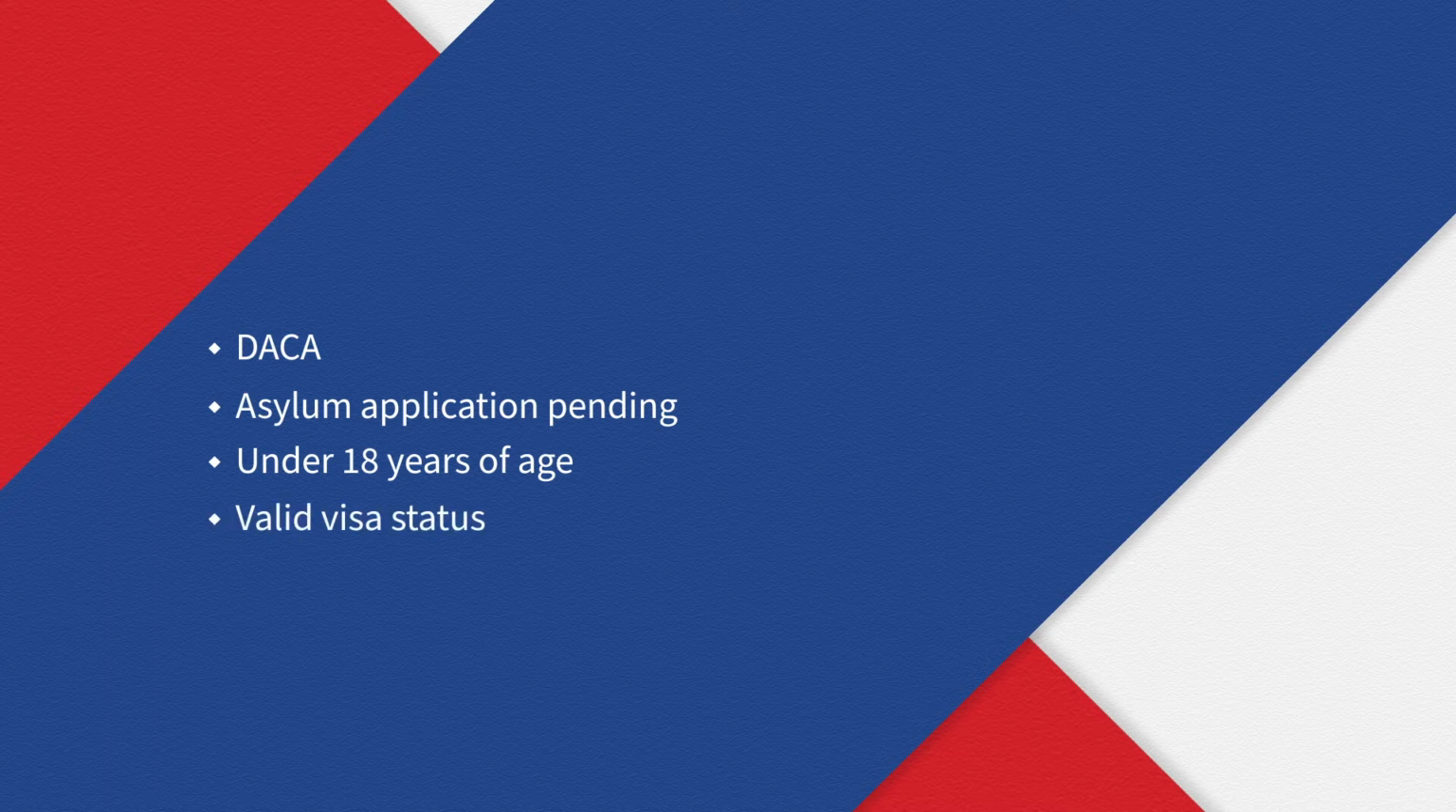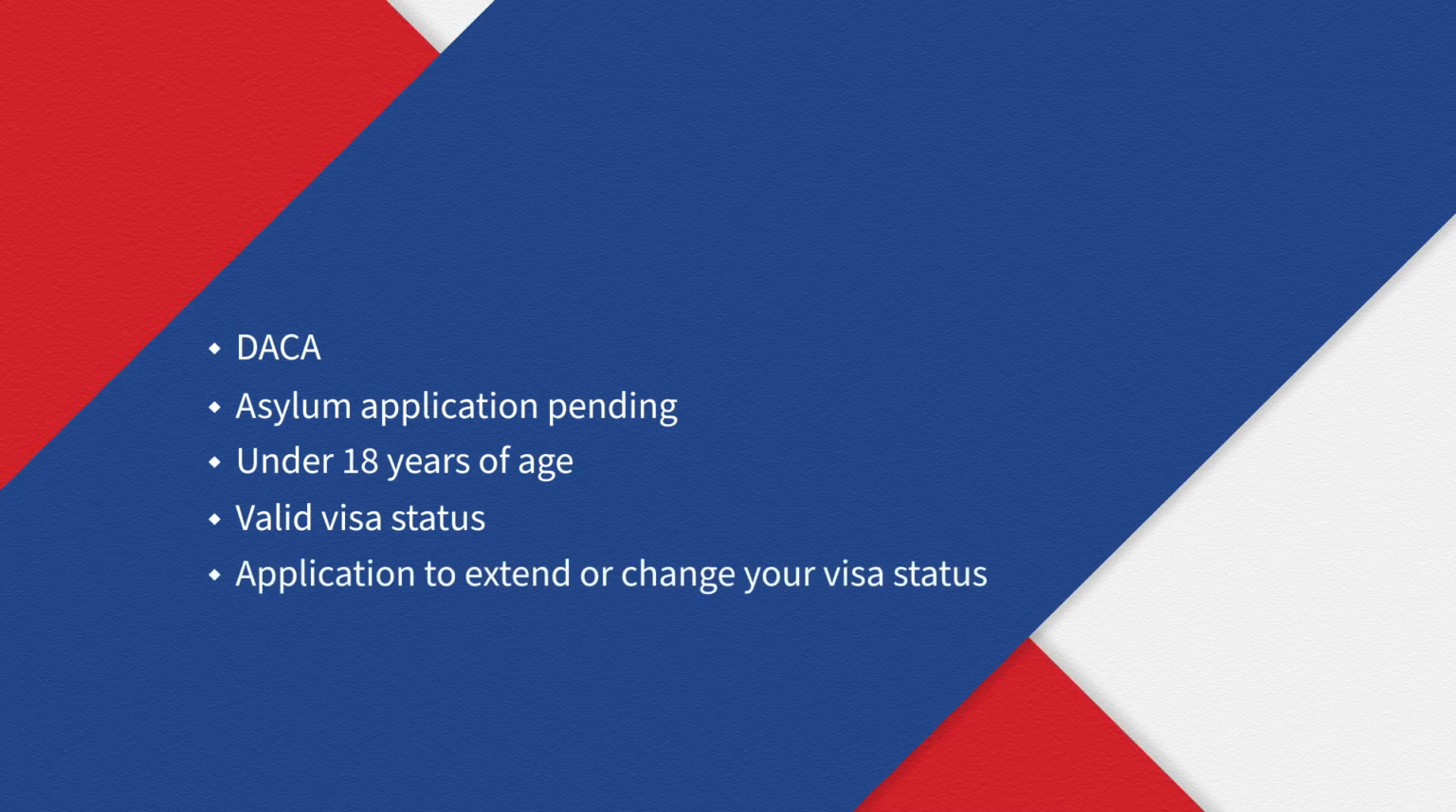Of course, if you're in valid visa status, you are not accruing unlawful presence. If you filed an application to extend or to change your visa status, for example, from a visitor to a student, and are still waiting for a decision, you are not accruing unlawful presence. If your visa is one of those that is valid for duration of status, or DS, like some F, J, or M visas, you are not accruing unlawful presence. These are the most common situations. There are some more. But chances are, if you're here without status and none of these situations apply to you, you are accruing unlawful presence.